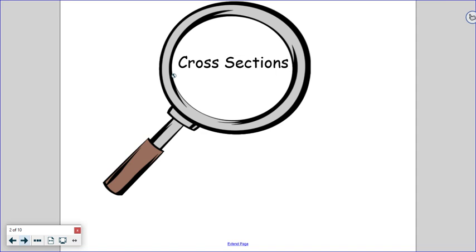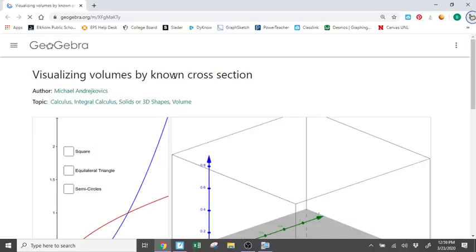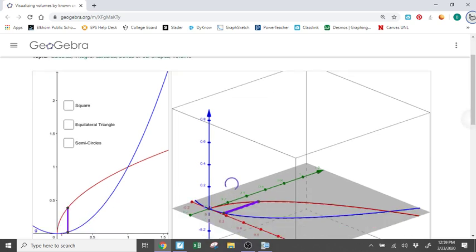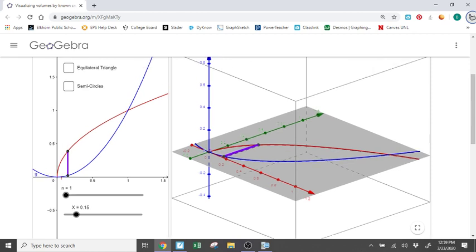If we were to use our pictures of our functions that we've had and use those to create a three-dimensional solid, creating different shapes as cross-sections. So to visualize this, we're going to utilize this link here as this loads. And what this is going to do for us is allow us to look at what you're looking at here. Let me lead you through.